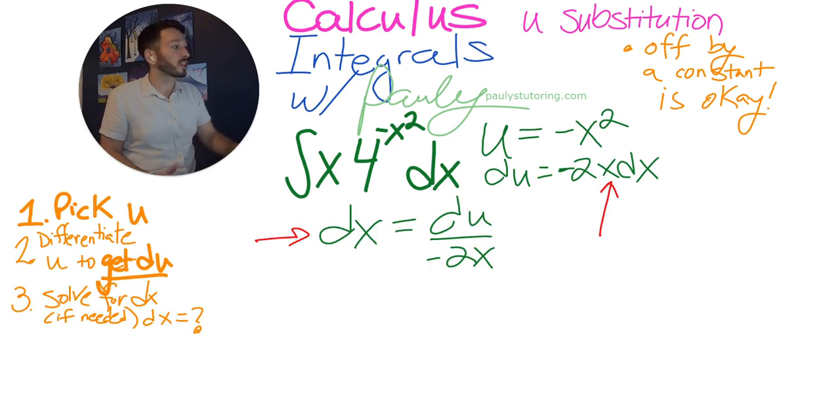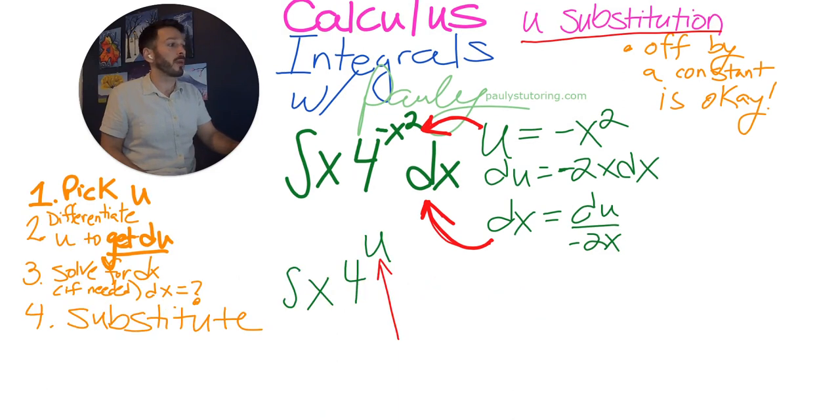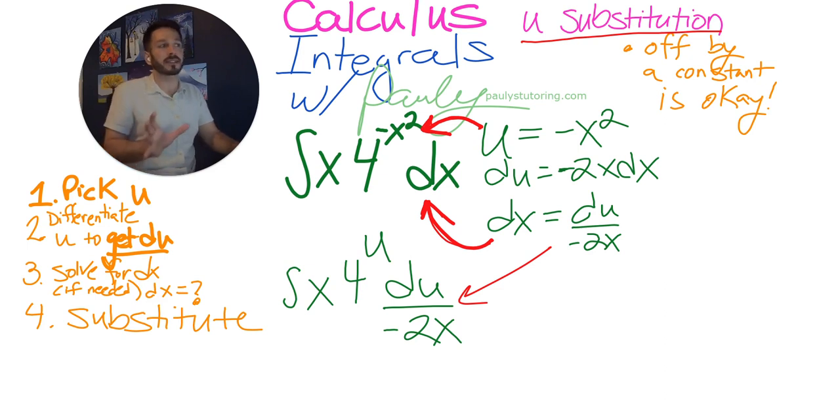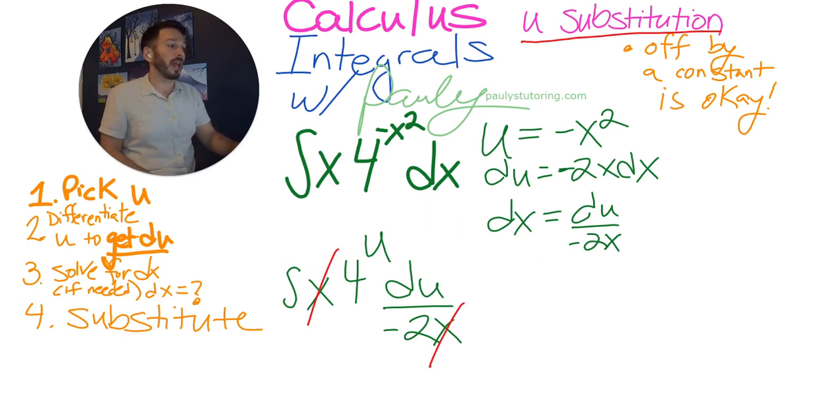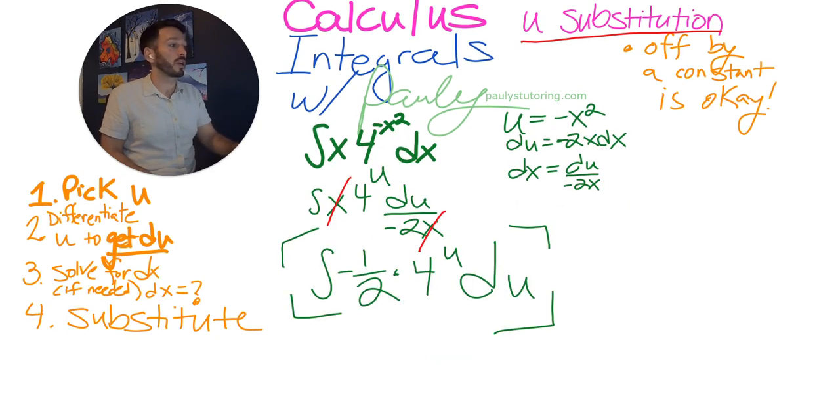So for dx, we're just going to divide by the negative 2x, and we get dx equals du divided by negative 2x. Well, now it's u substitution, so substitute in. We're going to replace the negative x squared with u, and we're going to replace the dx with du over negative 2x. Now, we can't have both x's and u's. Well, look what happens. The x's cancel, dx is no longer there, notably as well, and we're just left with this negative 1/2. That is okay.